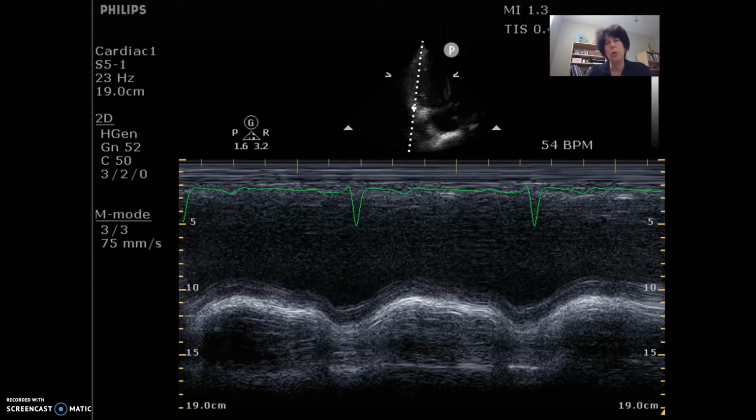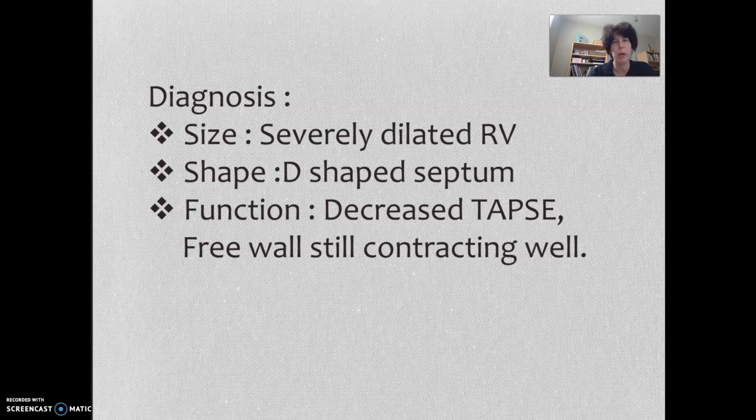So then what would your opinion be? What information would you give through to the anesthesiologist that's going to be doing this case? So this would be my information. I would say there's a severely dilated RV with a D-shaped septum, decreased RV function because of the decreased TAPSE, although the free wall is still contracting fairly well, and also some left ventricular dysfunction.